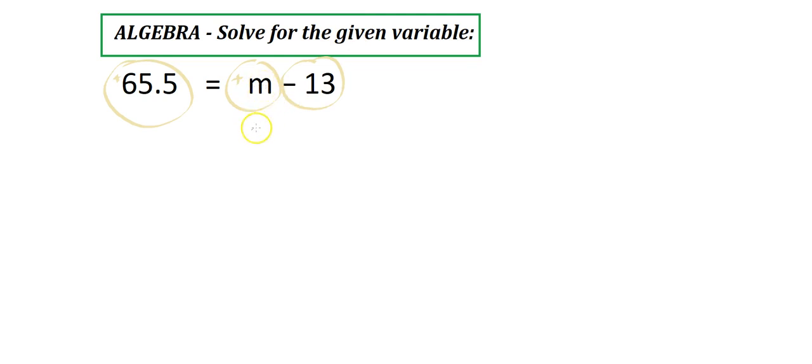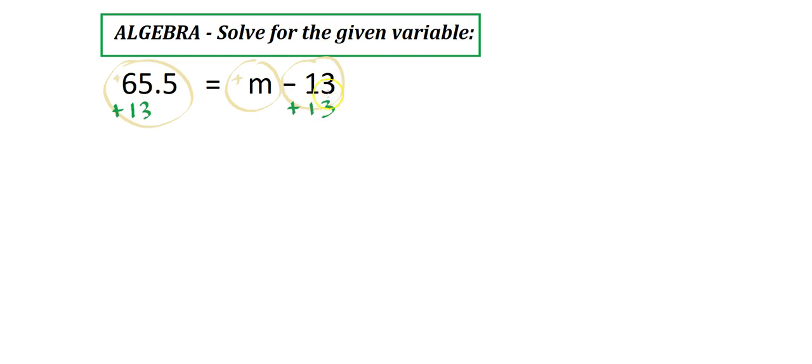So we want to isolate the m, the variable, so we want to get rid of anything that's on the same side as the variable. In this case it's minus 13, so how do we get rid of minus 13? We can cancel it out by doing the opposite, by doing the inverse, and that's to add 13. And remember, whatever we do to one side, we need to do to the other side.